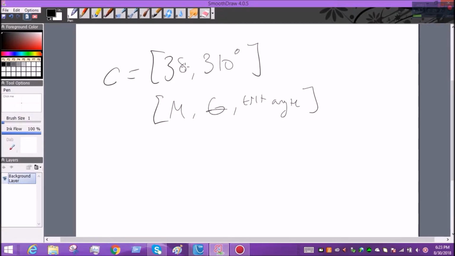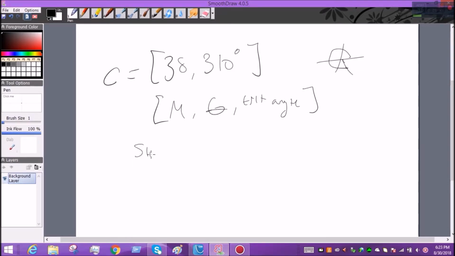So it has a magnitude of 38 and an angle of 310 degrees with respect to the positive x-axis, so it'd be somewhere right there. To solve for C, it wants the components of C. We know that 310 is our angle, so we'll do the y component first.